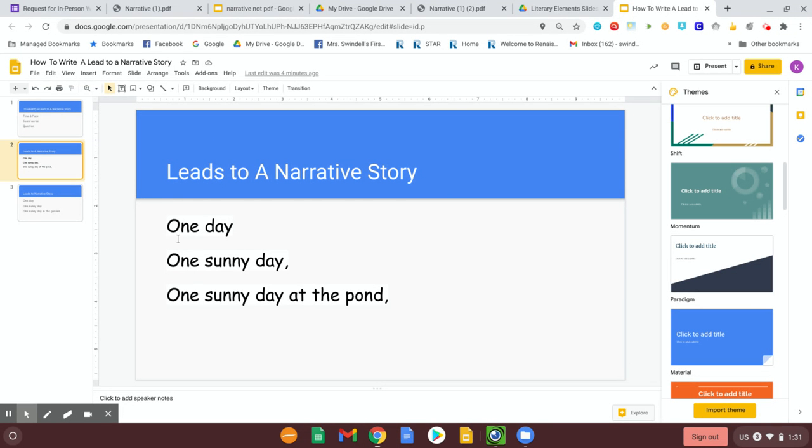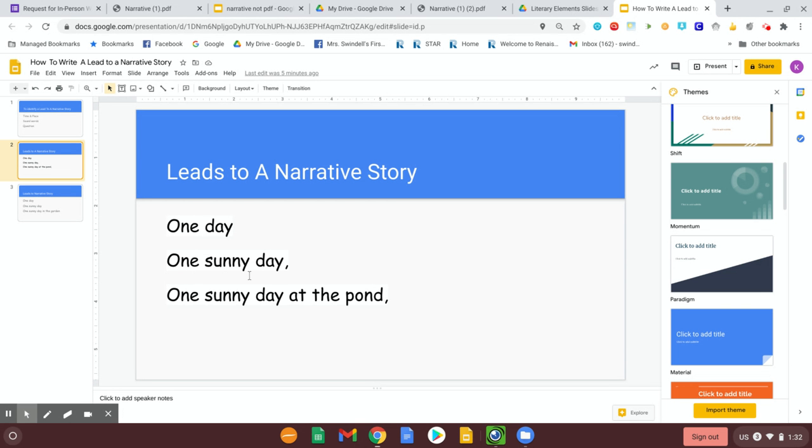So I wrote here one day, and then we can add one sunny day. Sunny is going to be an adjective word that we're going to start learning about. Sunny actually is a word that describes the noun. It describes day and tells what kind of day it is. So far, this lead says one sunny day. But I also want to add a place to my lead.